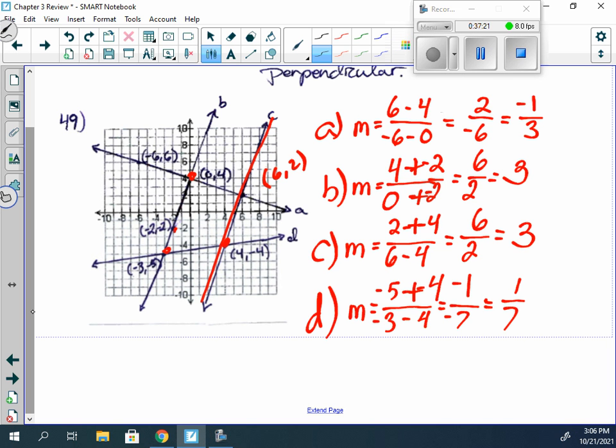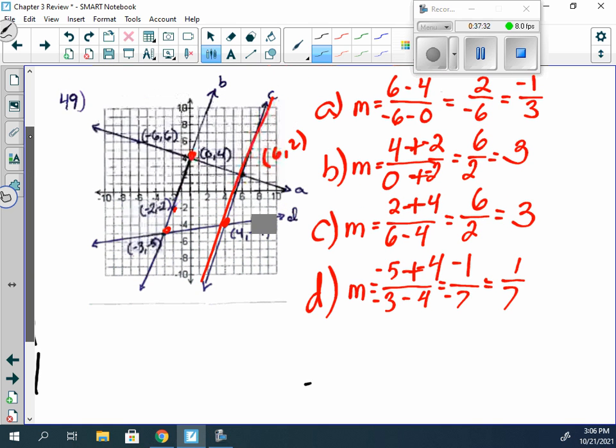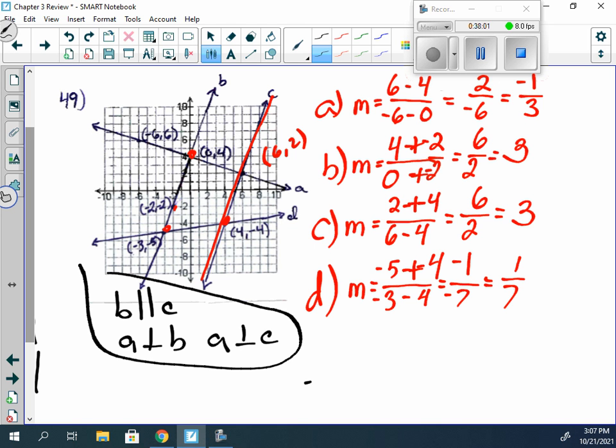Now, looking at all of these here, let's see here. Well, looking at these slopes, we can say for certain that B is parallel to C. So, is there any that are perpendicular? A is perpendicular to B, and A is perpendicular to C. Since B and C are parallel, and A is perpendicular to one of them, it's going to have to be perpendicular to the other. And that's it. This here would be the answer.